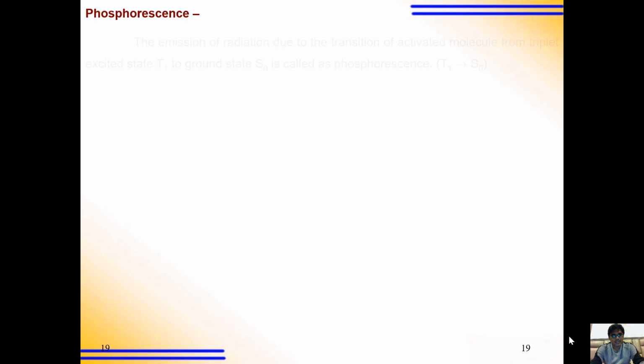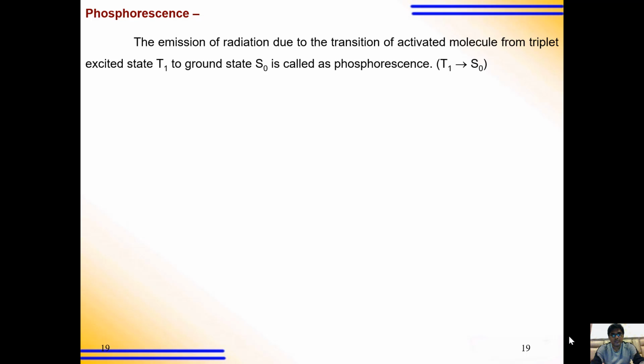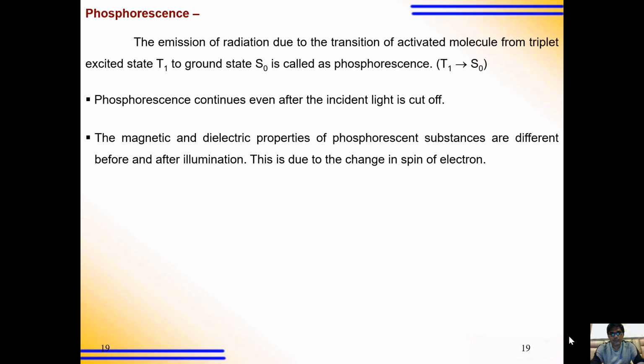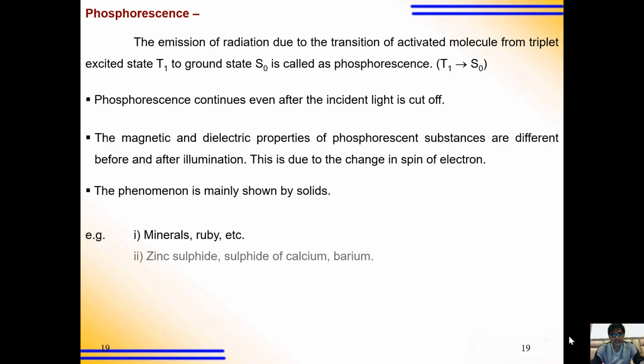Now move towards phosphorescence. It is the phenomenon of emission of radiation due to the transition of activated molecules from the triplet excited state, that is T1 to S0. Phosphorescence continues even after the incident light is cut off. Thus the magnetic and dielectric properties of phosphorescent substances are different before and after the luminescence. This is due to the change in spin of electrons. The phenomenon is mainly shown by solids, for example minerals, ruby, zinc sulfide, and sulfides of calcium, barium, etc.